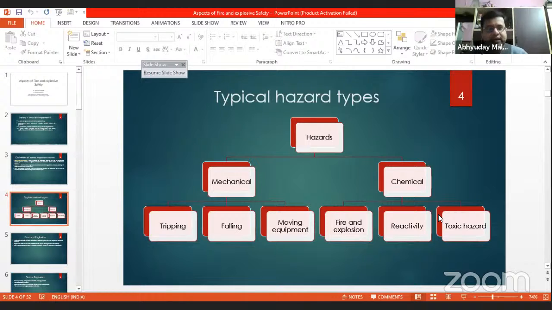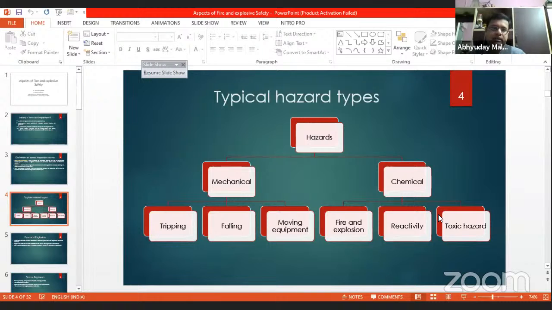Now, hazards, as I was saying, are chemical or physical conditions that have the potential to cause accidents. In an industry, hazards can be broadly classified into two types, mechanical and chemical. Both these types of hazards may exist in your industry. If it is a chemical industry, both these types of hazards may exist.